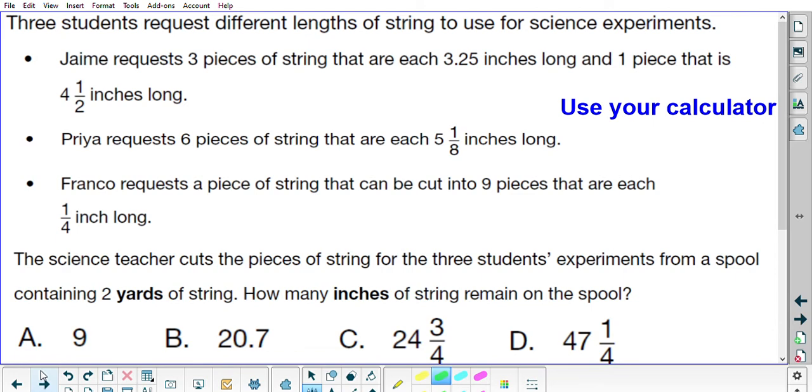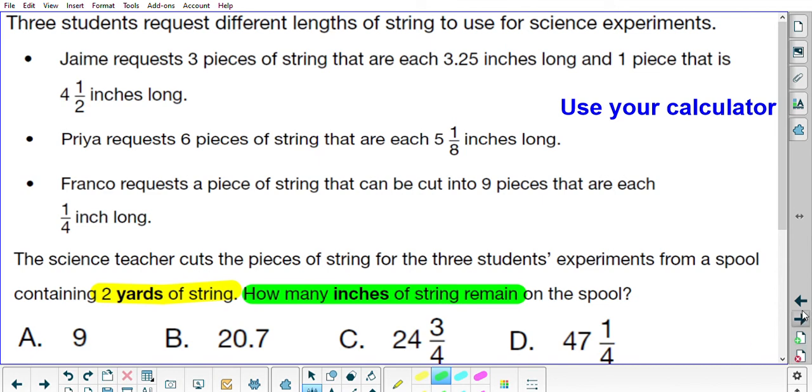All right, I hope you've already hit pause and done this problem on your own. One thing you hopefully noticed is that the problem talked about how the science teacher had a spool of yarn that contained 2 yards of string. But then the problem wants to know how many inches of string remain on the spool.